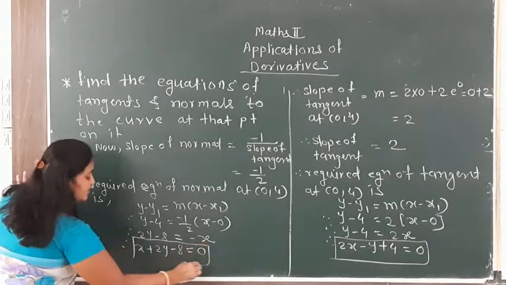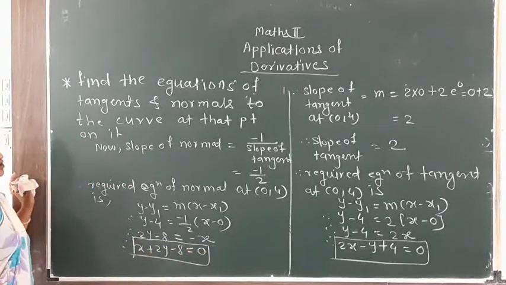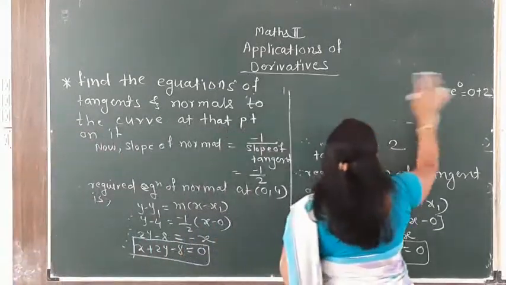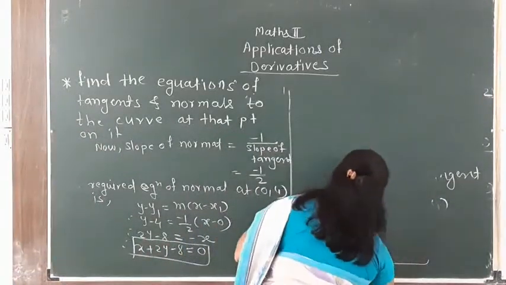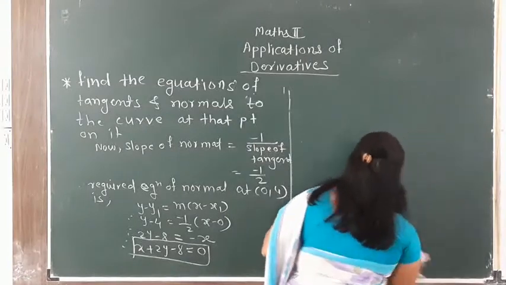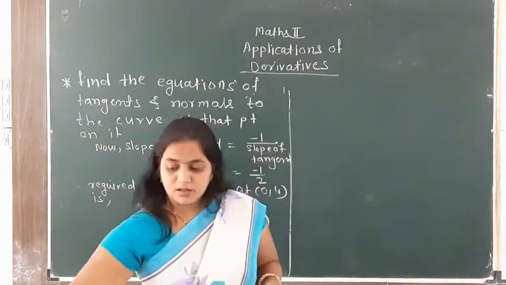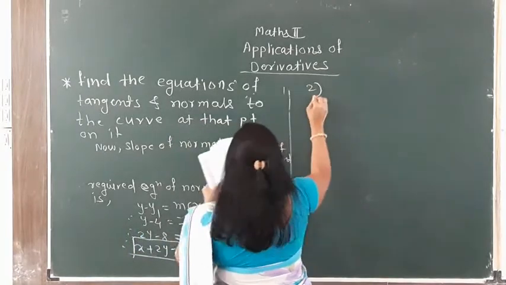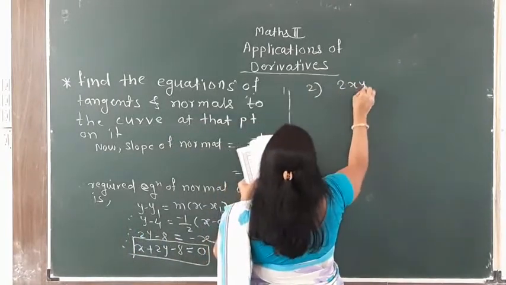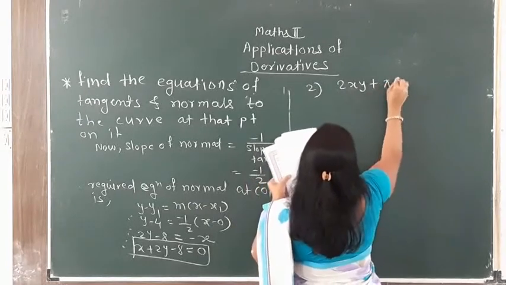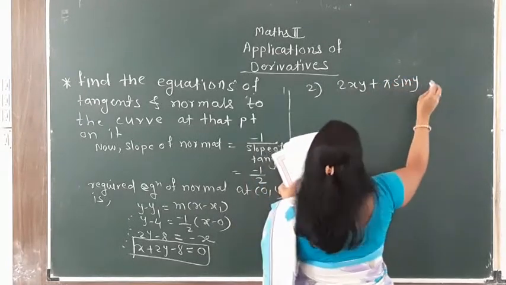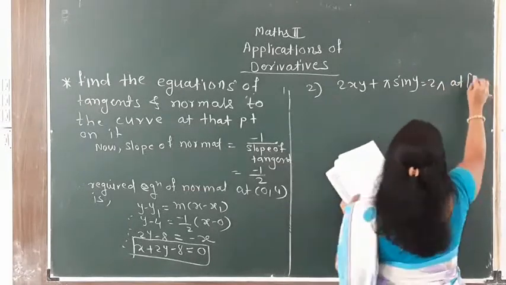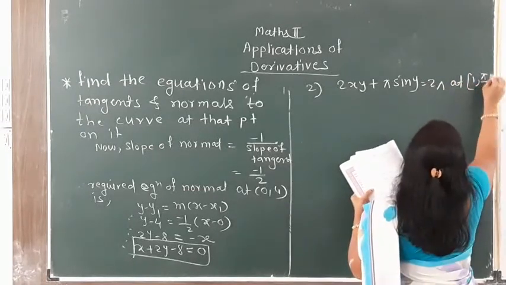This is the required equation of normal. Now we can solve the next example. My next example, the second example, is 2xy + π sin y = 2π at the point (1, π/2).